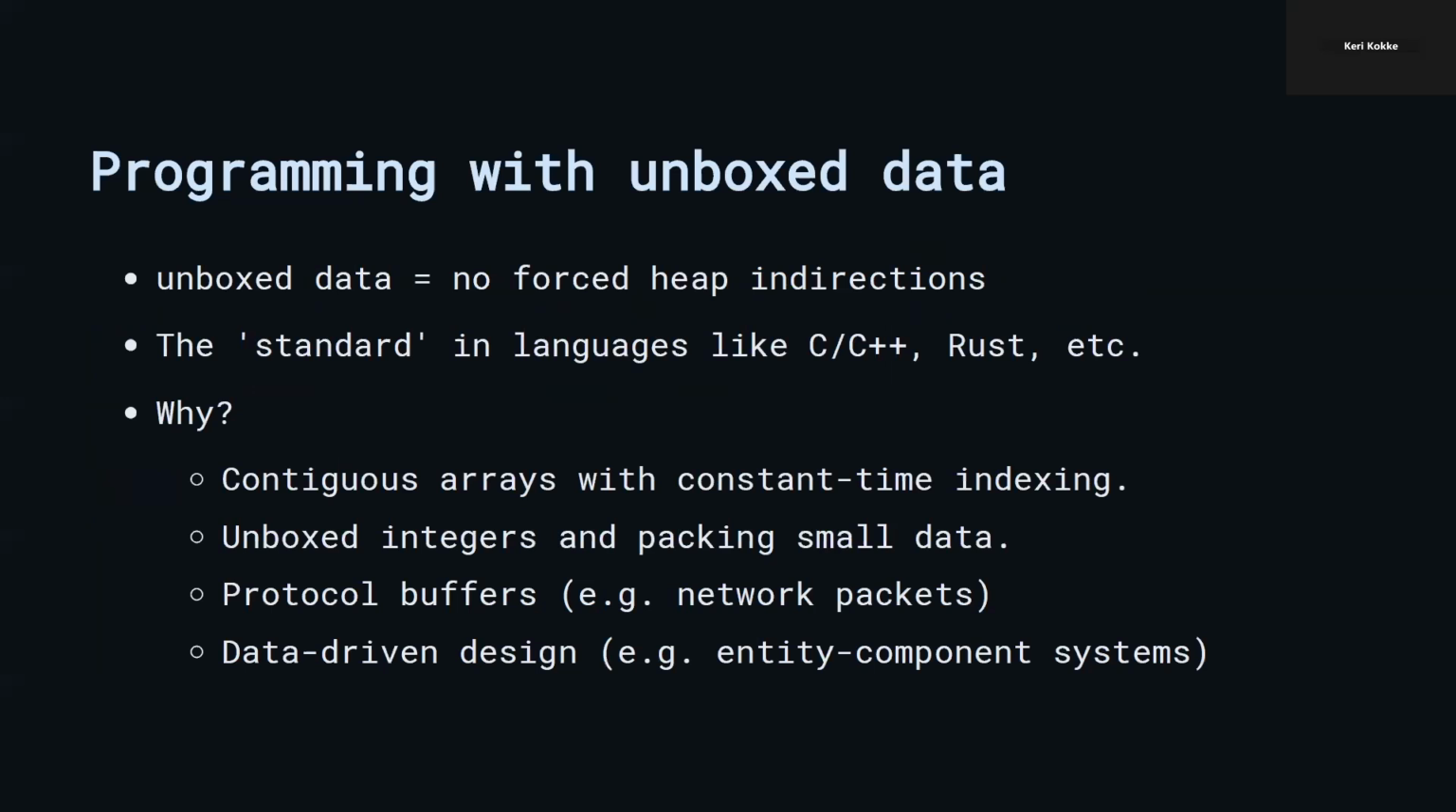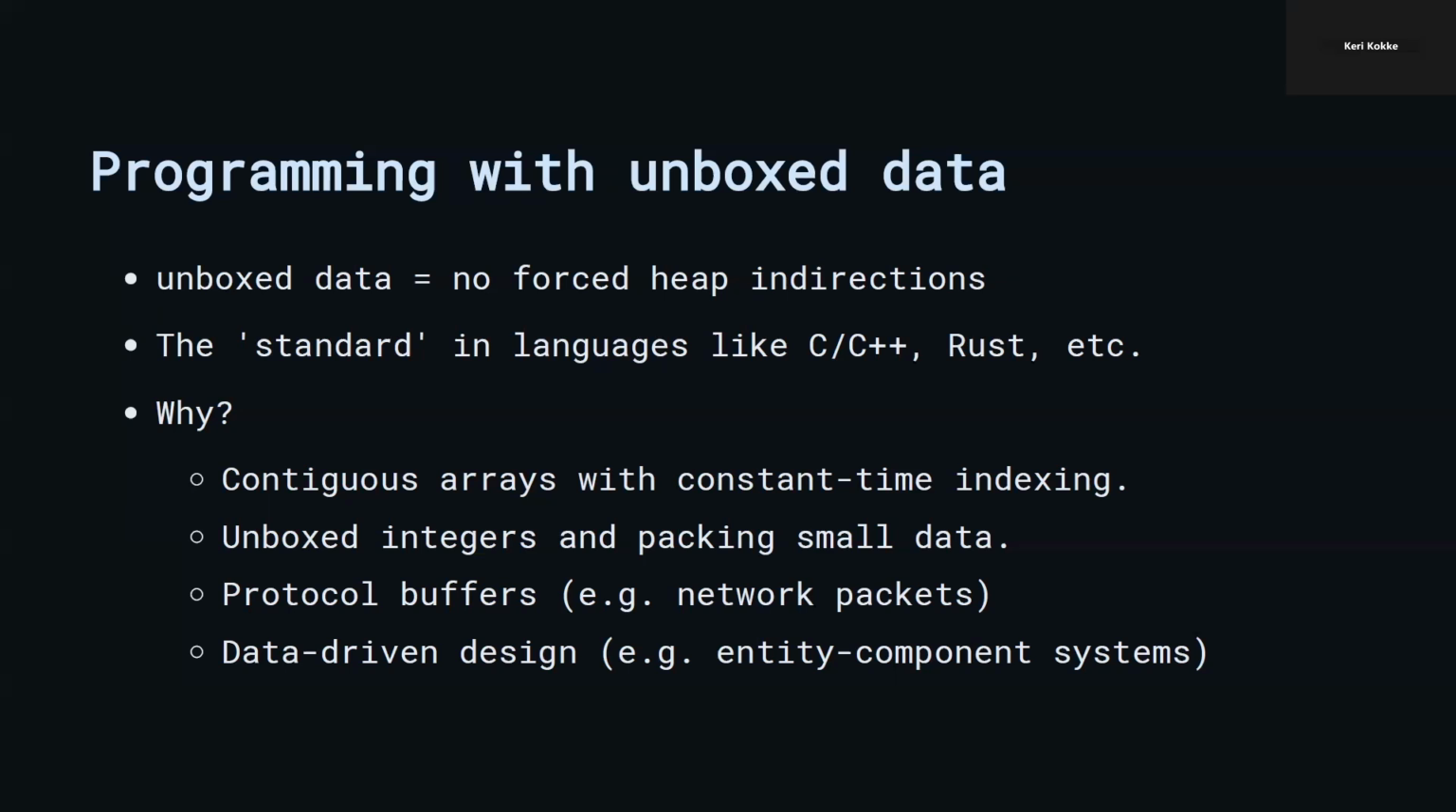So we're able to construct things like contiguous arrays, which give us constant time indexing into large chunks of data. We can have unboxed integers, and generally we can pack very small data into small space. We can represent protocol buffers or other, say, network protocols and other packet formats. And generally, we can be more precise about how we arrange data in memory, maybe to fit our access patterns and to improve cache locality of access, things like that.